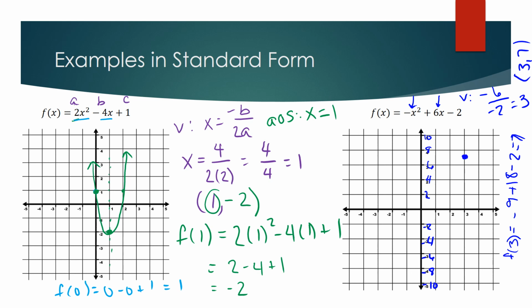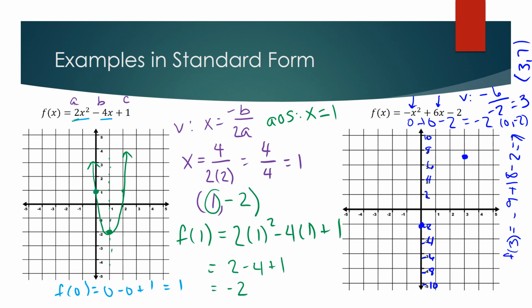Now the next point I might choose may be 0, because that would be really easy. I would have 0 plus 0 minus 2. So that would be the point (0, -2). So I'm going to go to (0, -2).